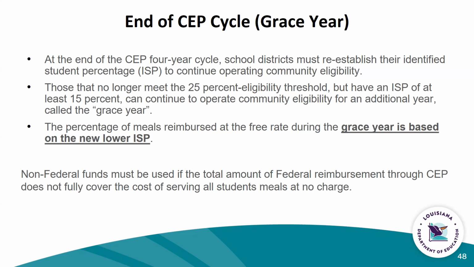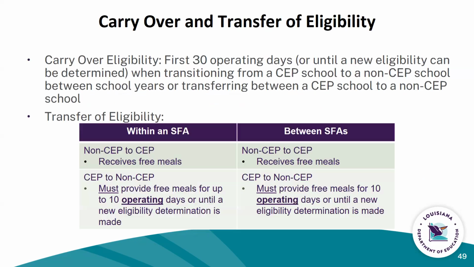Therefore, if a system cluster in year 4 has an ISP of 19%, they could continue a grace year at 30.4% free claiming and 69.6% paid claiming. Note, non-federal funds are necessary if the total amount of federal reimbursement through CEP does not fully cover the costs of serving all students meals at no charge. All right.